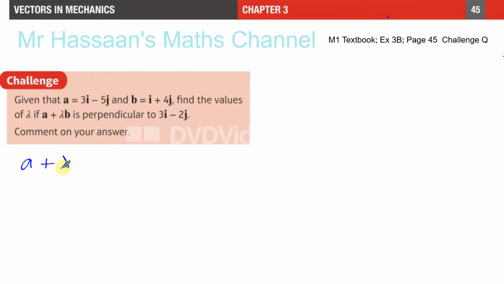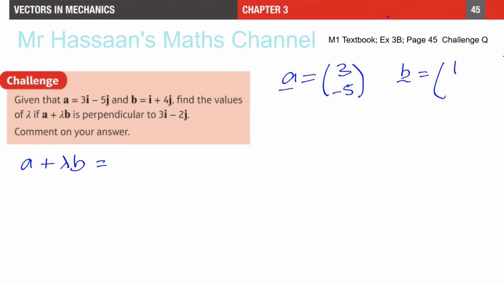A plus lambda B is equal to. Now we know the vector A is 3i minus 5j. So I like to use column vectors. So I'll just put that's 3i and minus 5j. And the vector B is i plus 4j. So that's the i component, and that's the j component. Column vectors are normally easy to deal with when you are using arithmetic with them.